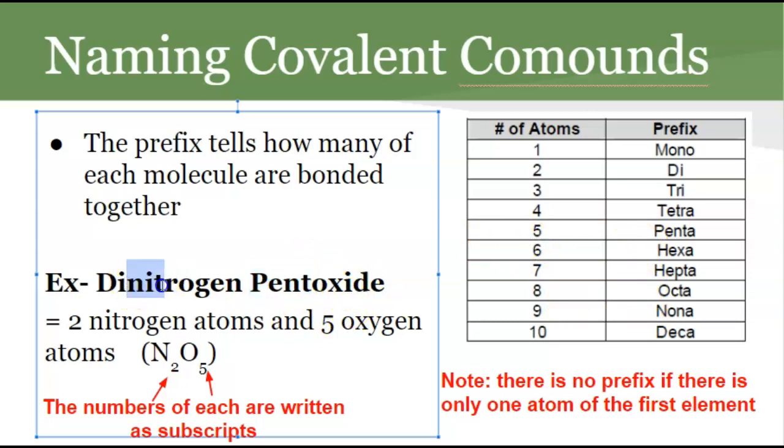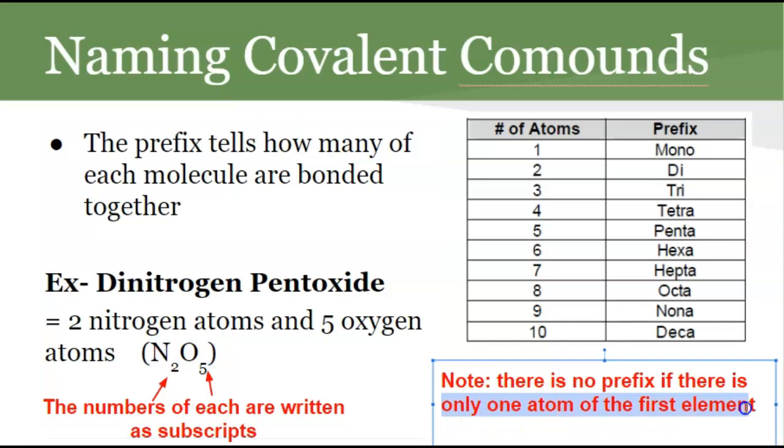Notice how the name of the first element doesn't change, it's nitrogen. And then the oxide part doesn't change. The oxygen gets the ending cut off and turns into an "ide," just like ionic bonds. But then we add on those prefixes. So just by reading this, I know I have 2 nitrogens, 5 oxygens. So then when you put them together, it looks like this. One thing to note is that if there is only one of the first element, then we just don't put the prefix. You don't have to put mono in front of every possible thing.